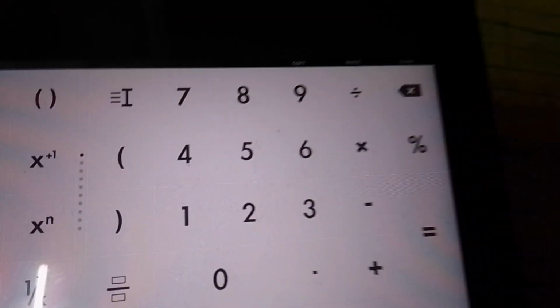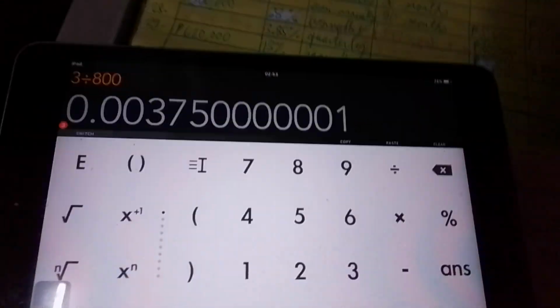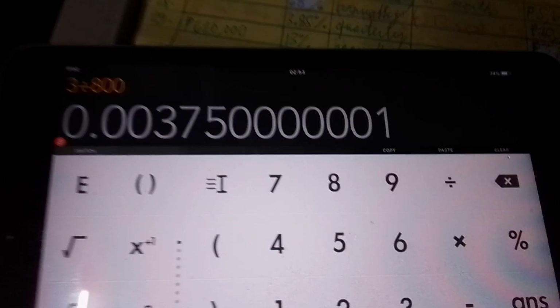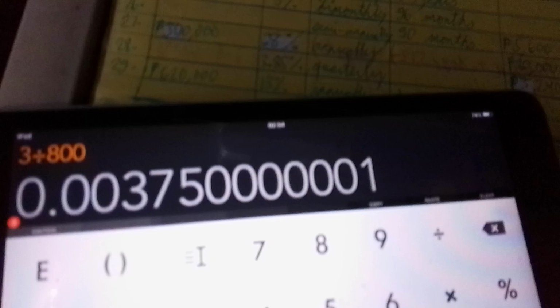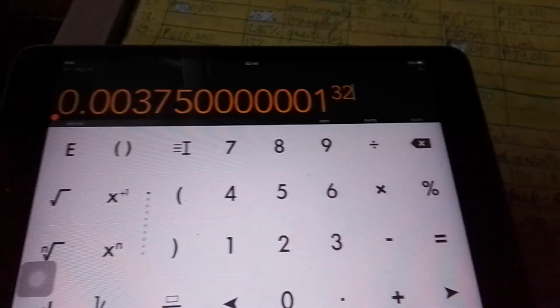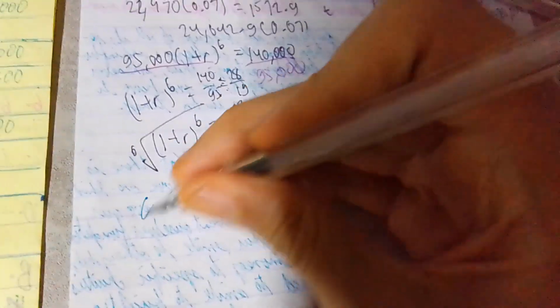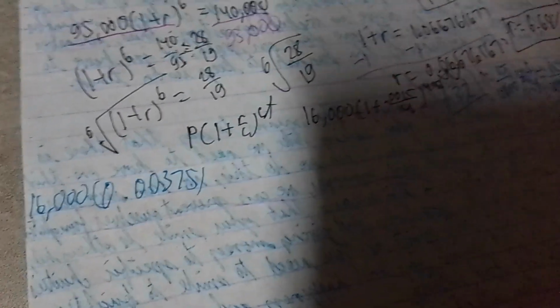So let's see how we're going to get it. 3 divided by 800 equals, we should come up with the answer of 0.00375. Okay? And then whatever answer we get here, we're going to raise that to the 32nd power. So remember the answer, 0.00375. Then whatever answer we get, we multiply it by the principal, which is 16,000 pesos.